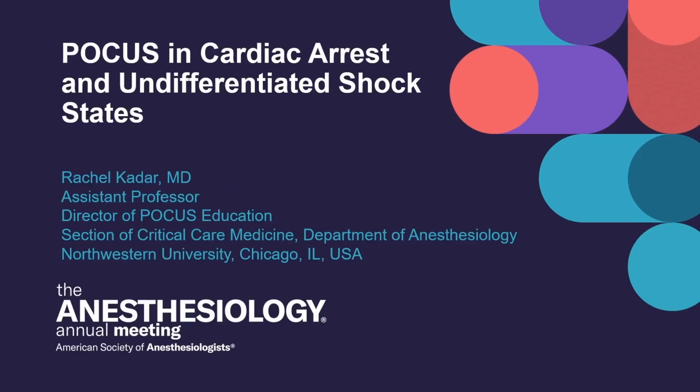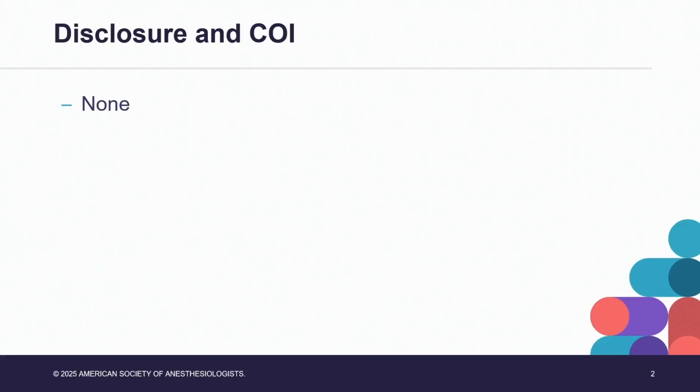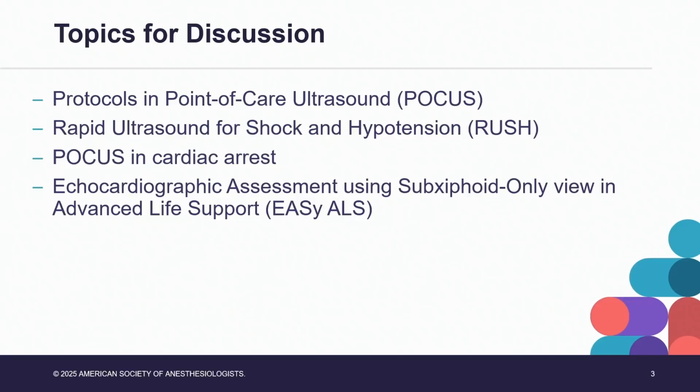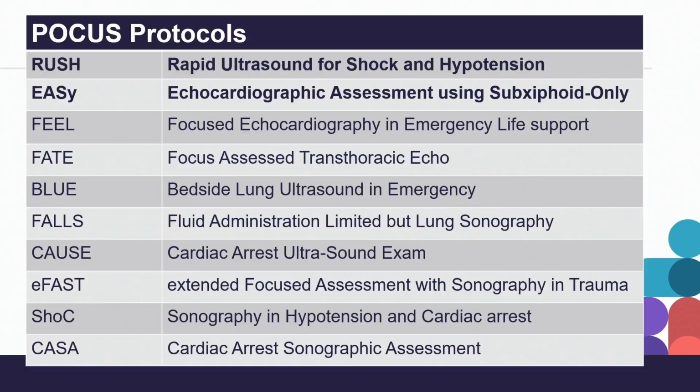So today I'm going to be talking about POCUS and cardiac arrest and undifferentiated shock states. I have no disclosures. So today we'll review some protocols in point-of-care ultrasound, also known as POCUS. Specifically, we will talk about the RUSH exam, which is the rapid ultrasound for shock and hypotension. We'll talk about POCUS and cardiac arrest, and then we will end with echocardiographic assessment using subxiphoid only view and advanced life support, or EZ-ALS.